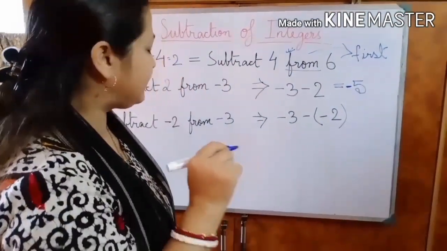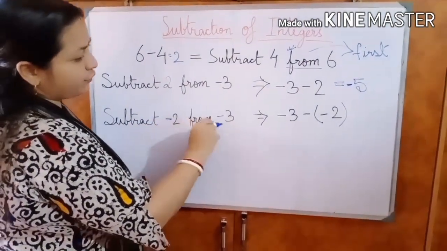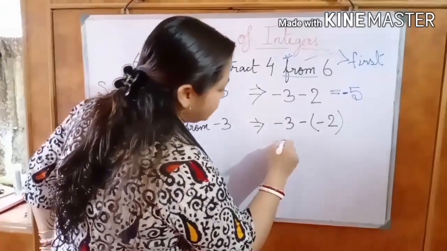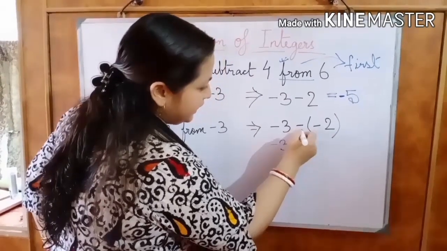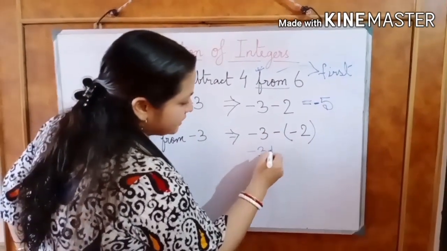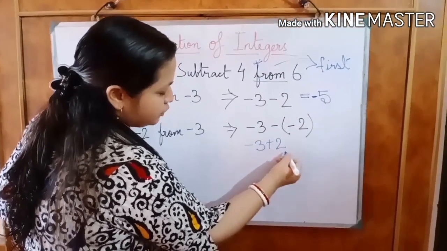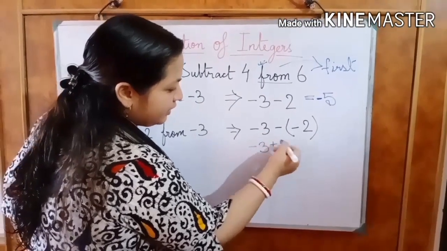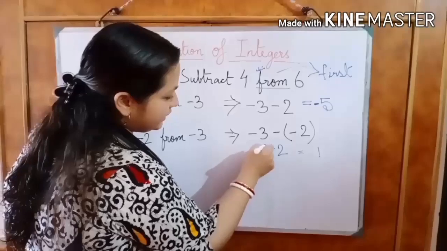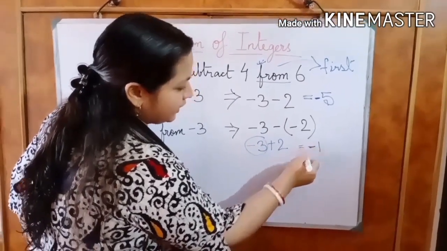Okay. Let's come to the third example. Subtract minus 2 from minus 3. What we do is minus 3. There are two minus signs, so minus and minus becomes plus. And minus 3 plus 2. So we have to subtract 3 minus 2. We have 1. What is the sign of the bigger integer? It is negative. So our answer is minus 1.